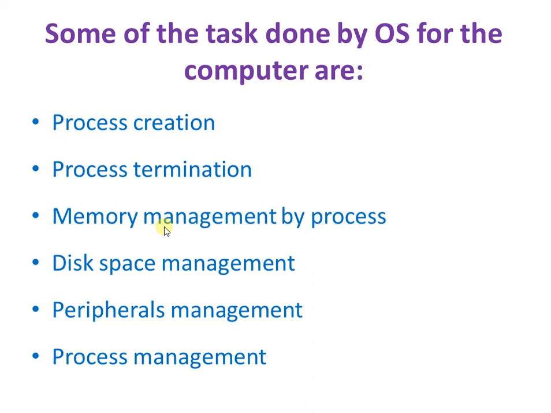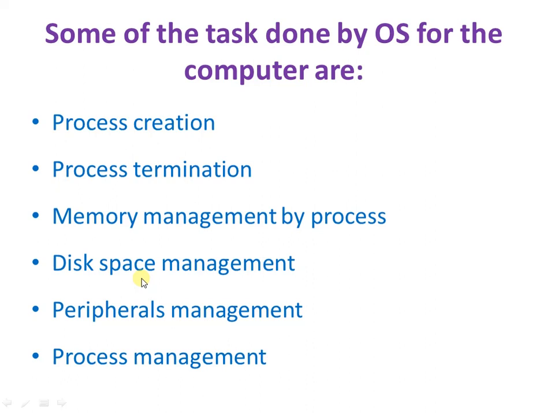Next one is memory management by process. Means how much memory a process requires is also managed by the operating system. Disk space management. Disk space management means we have space in the hard disk, and how much space is required for which thing is also decided by the operating system. It makes up the space and gives us space if we want to store anything in the disk.